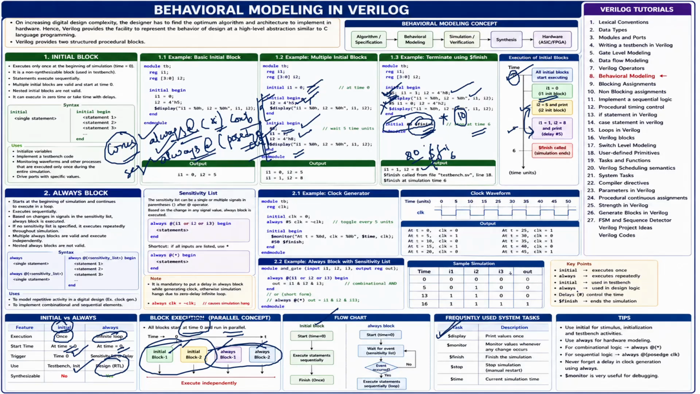See, initial executes once only, always executes repeatedly. Initial is used on the test bench side, always on the design side. Delays are used to control your time. They are also used on the test bench side. And $finish is also used on the test bench side, where you need to finish your design and test bench code. For that purpose, we are using $finish. Okay, remember these keywords.